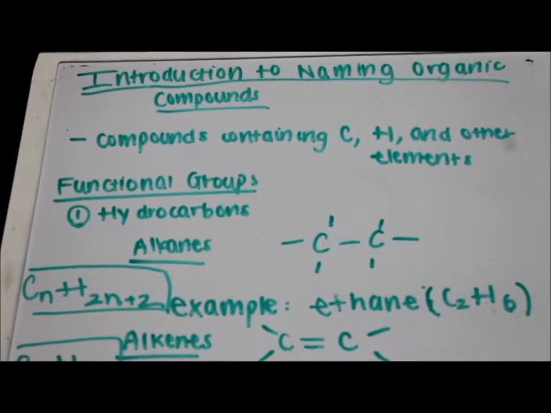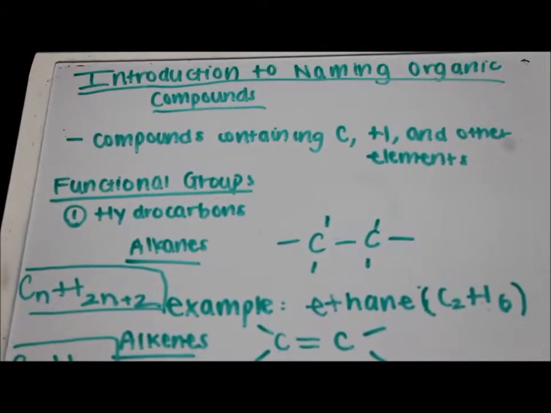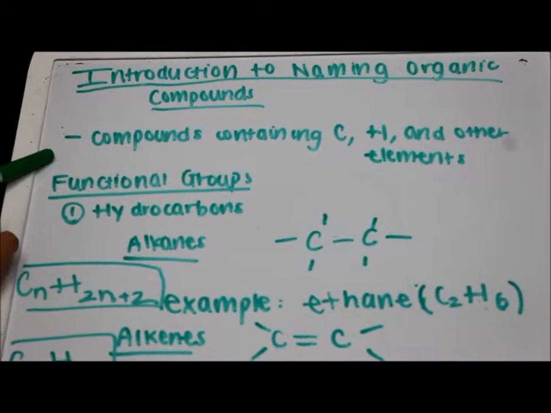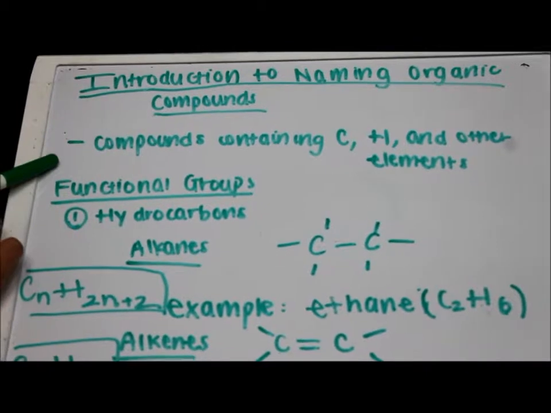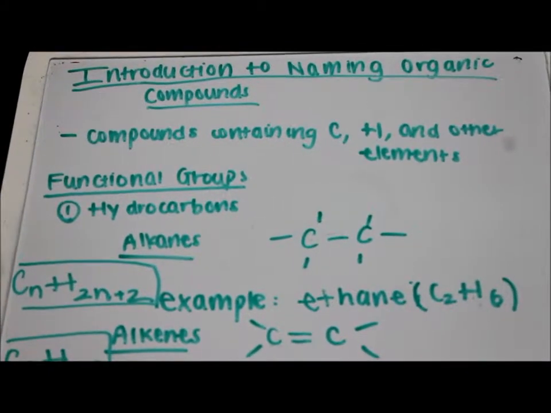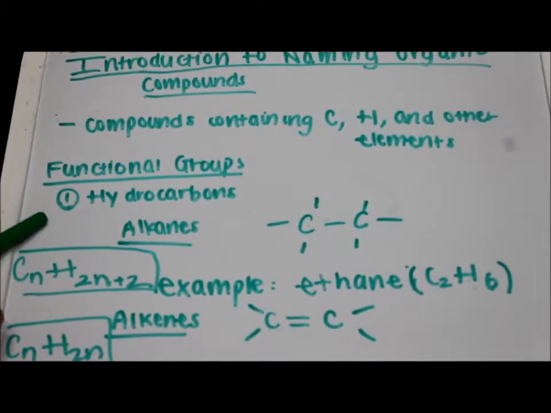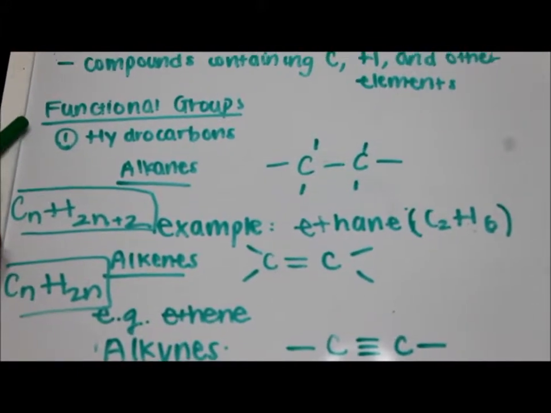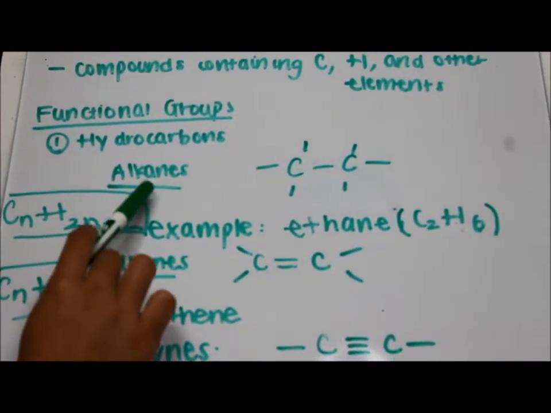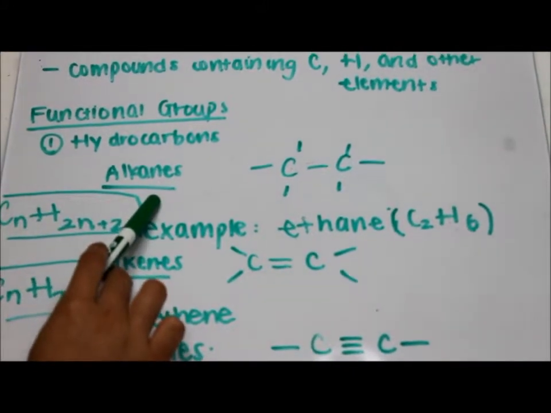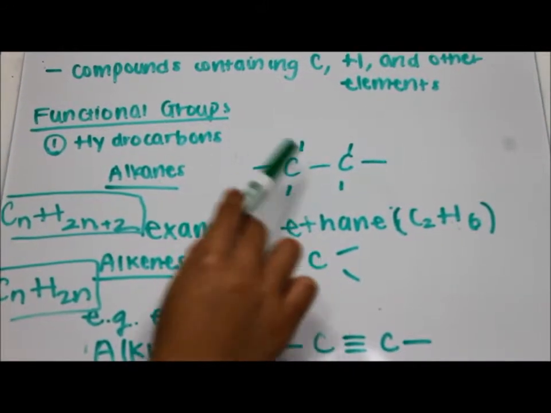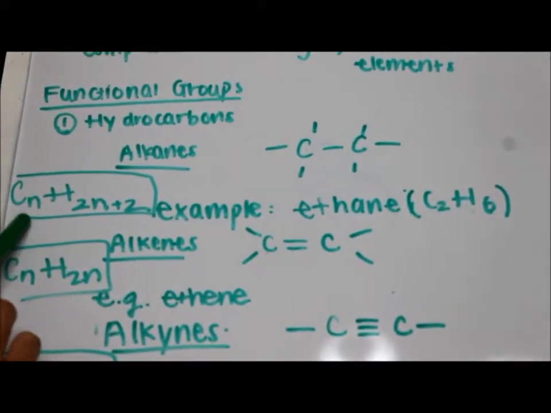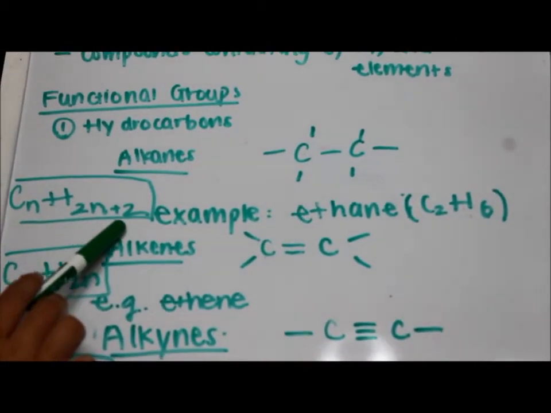So today we're going to learn the basics of naming organic compounds. Organic compounds contain carbon, hydrogen, and other elements. First we're going to start off with the hydrocarbons, which contain just carbon and hydrogen. These functional groups are the alkanes, which have carbon single bonded to hydrogen and other carbon atoms. The formula for these alkanes is CnH2n+2.